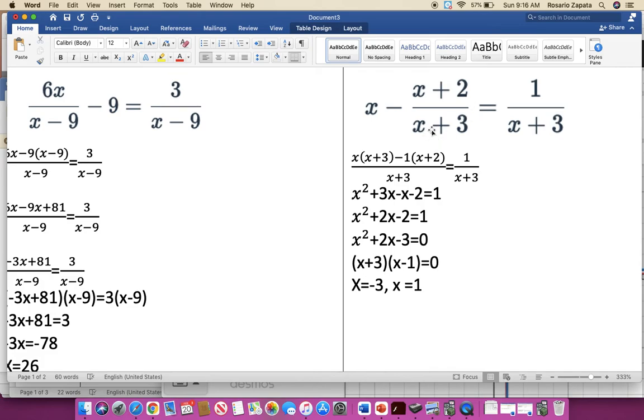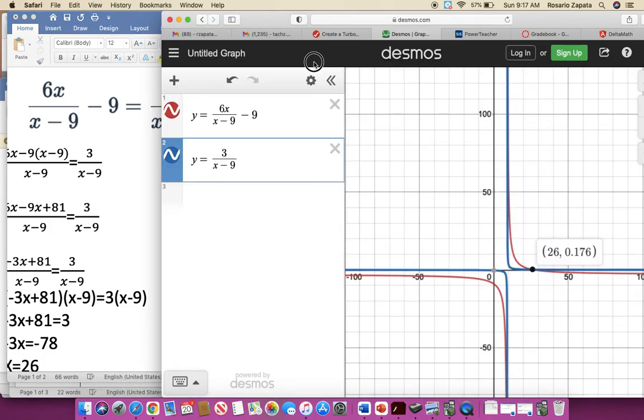Now remember, in our original equation, our x here cannot be negative 3, otherwise it becomes undefined. So x equals negative 3 is a restriction for x. So therefore, our final answer is that x is only equal to 1 because this doesn't make the equation undefined. So let's see if that's really the case using our Desmos.